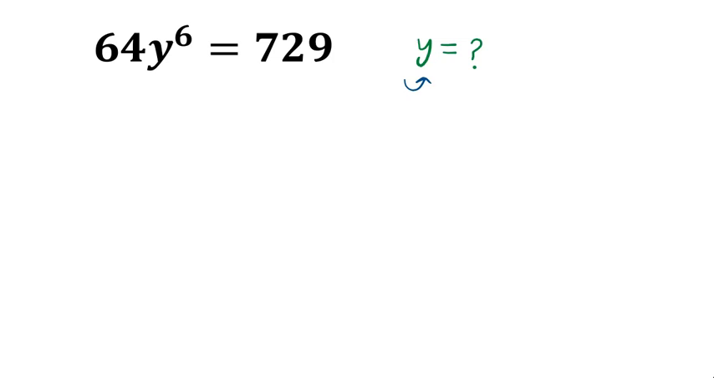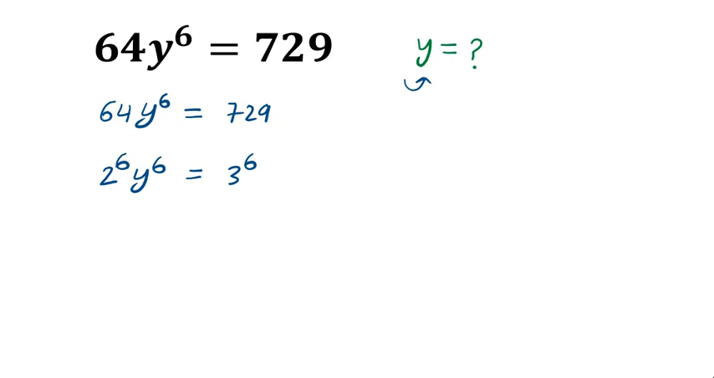Now let's start the solution of this question. On the left hand side we have 64 times y power 6 is equal to, on the right hand side, 729. We can write this 64 as 2 power 6, y power 6 is equal to, and 729 is the same as 3 power 6.